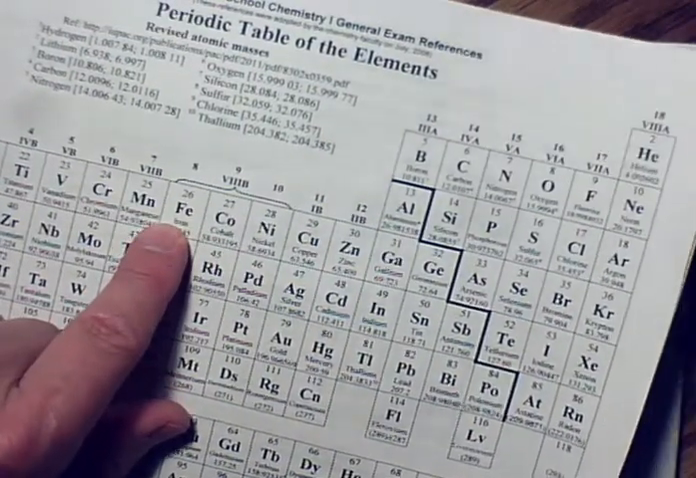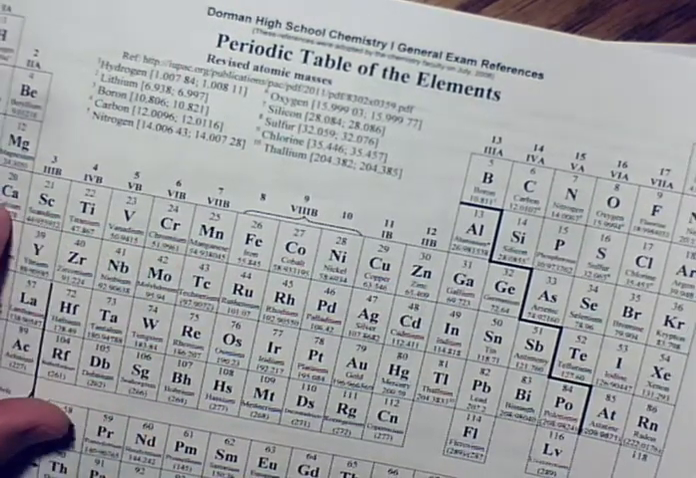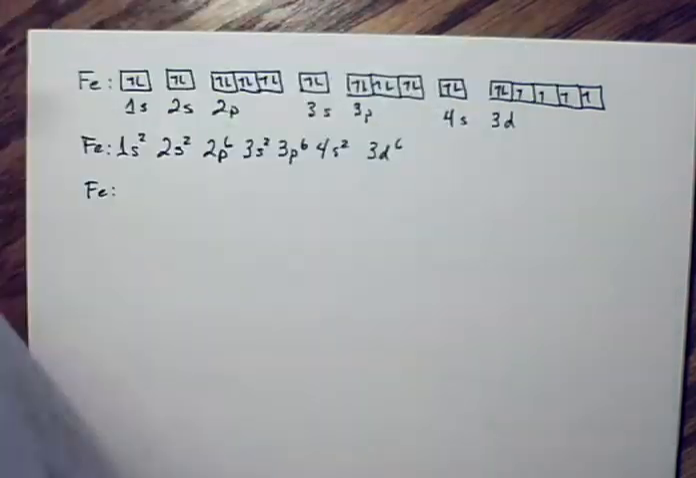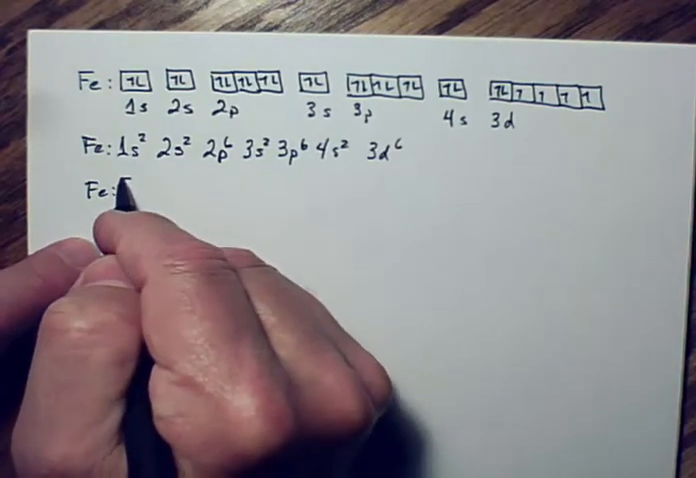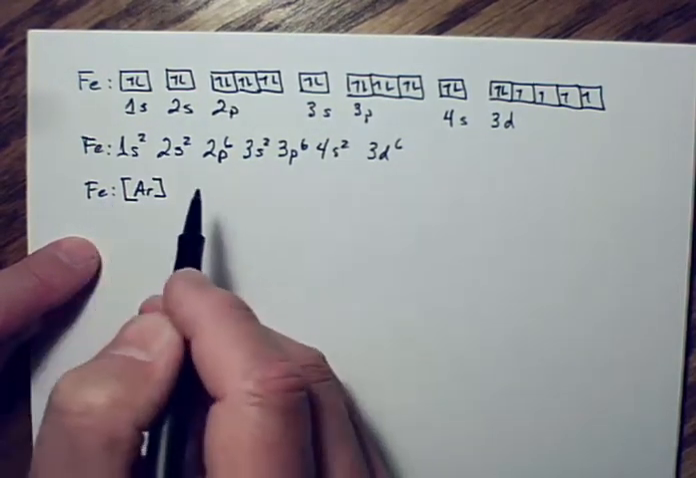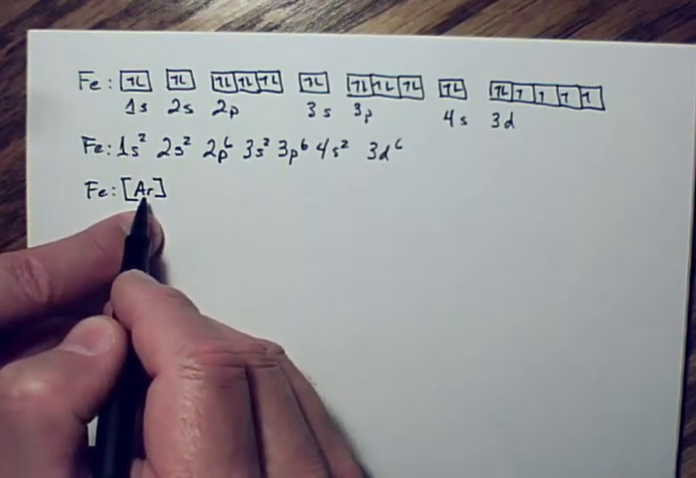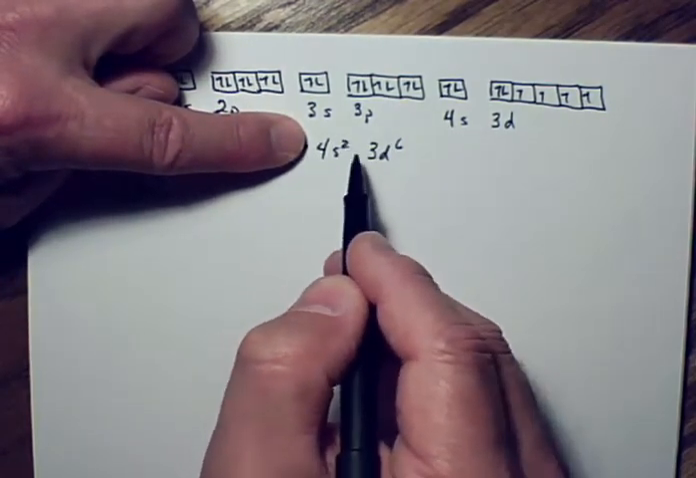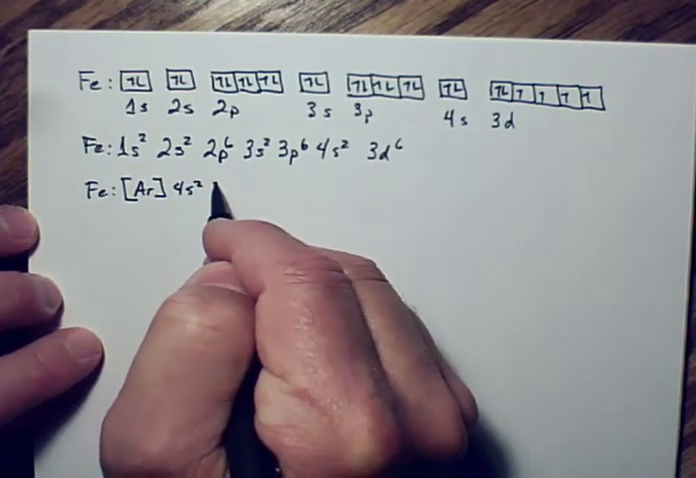Argon's right here. Here's iron, and you just count your way back: 26, 25, 24, 23, 22, 21, 20, 19, and there's a noble gas. Anything in this column is a noble gas. So there's argon. We're going to take that part out and replace it with the symbol for argon in brackets. Now all that's required: the symbol for the element, the colon, the brackets, and the symbol for the noble gas. And then you just finish out the remainder of the electron configuration: 4s2, 3d6.